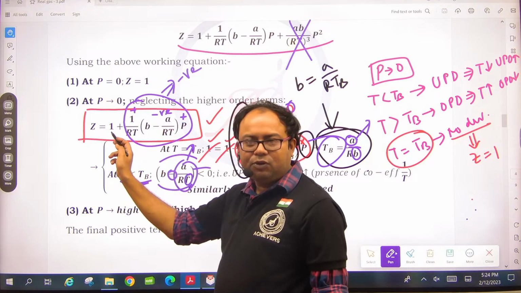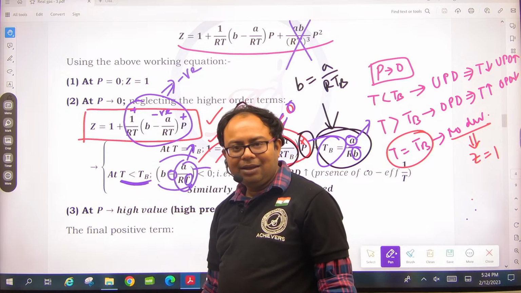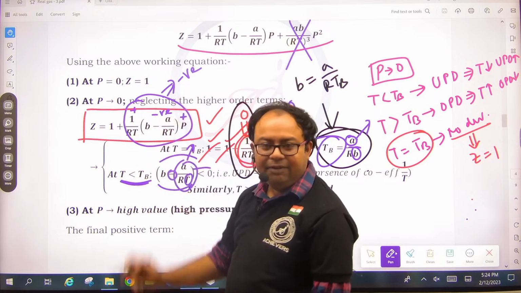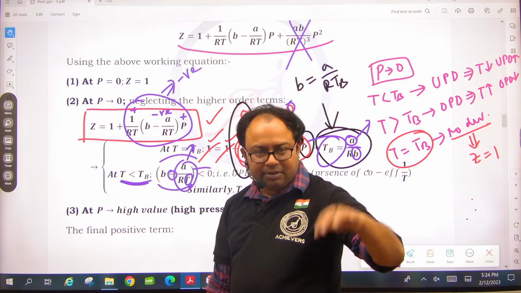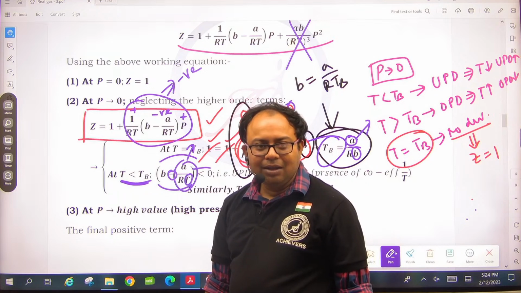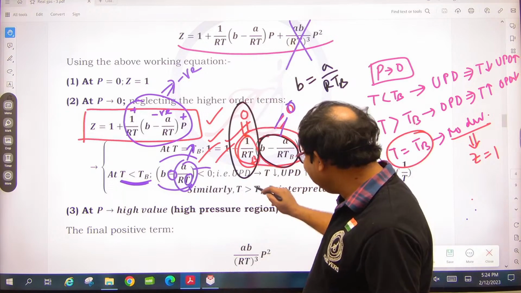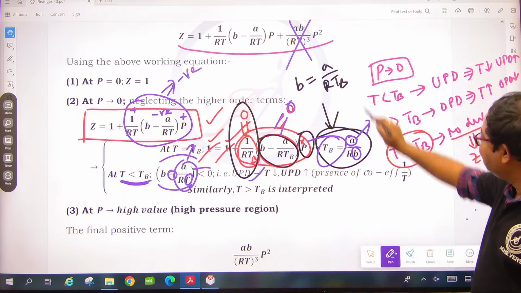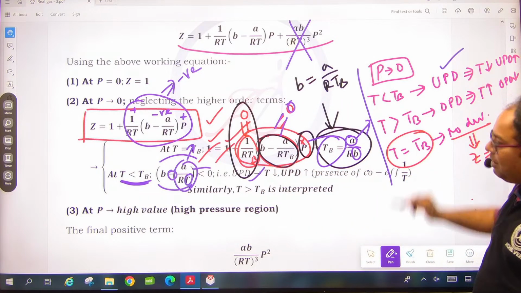So Z becomes 1 minus something, because you are adding a negative term with 1. So it becomes less than 1. So you will get UPD. So you can see at T less than TB, you have got UPD.